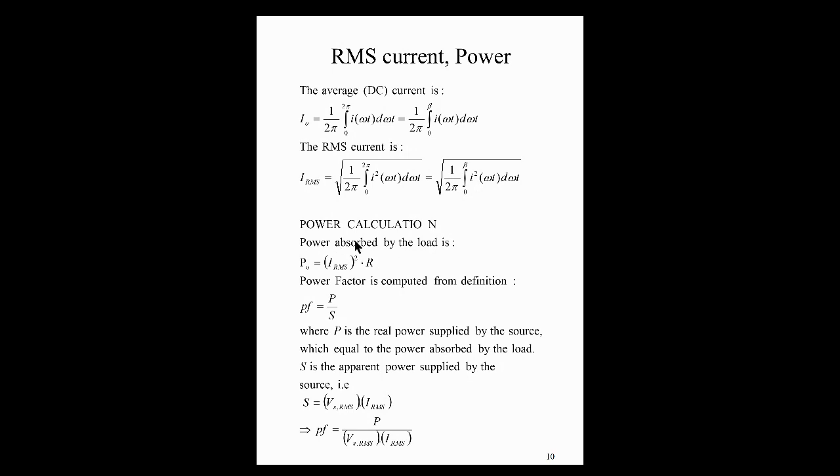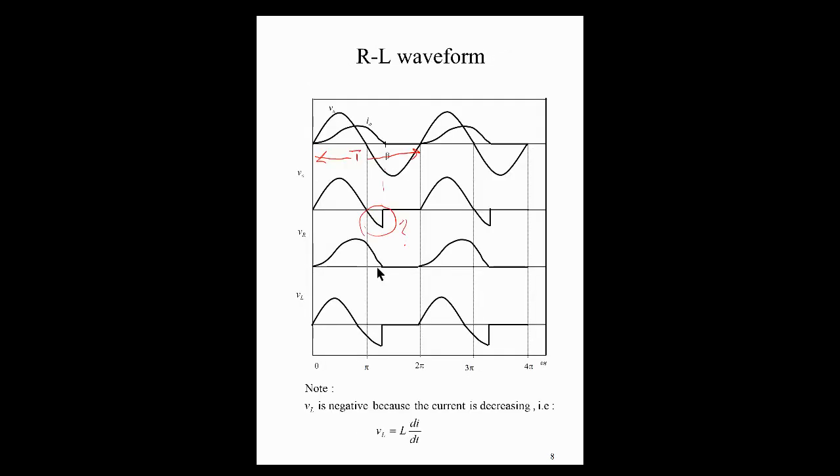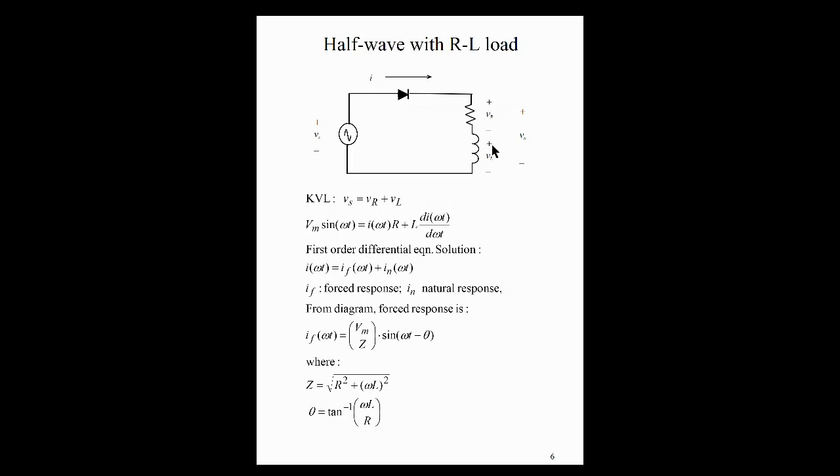Important to note, you may get questions asking what is the power absorbed by the load. The power absorbed by the load is given by the square of the RMS current multiplied by the resistance. Very important to note that. So in this kind of circuit, the inductor is a wattless device, so where you have the loss is going to be in the resistive element.